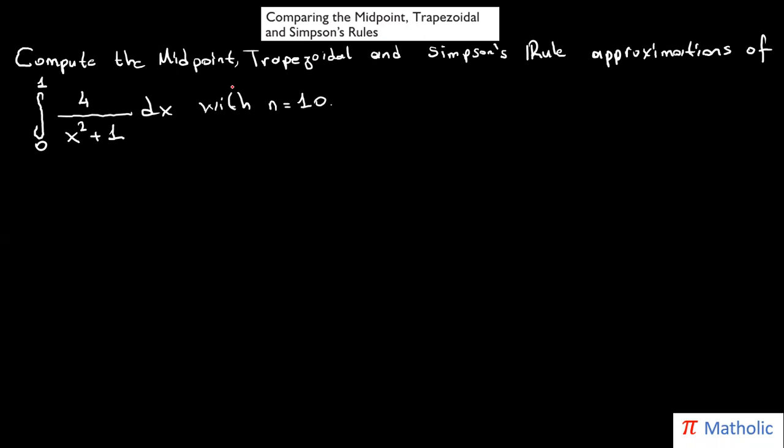So compute the midpoint, trapezoidal, and Simpson's rule approximations of the integral from 0 to 1 of 4 over x squared plus 1 dx with n equals 10. So can you tell me here, how are you going to use the midpoint rule approximation? What is the rule for midpoint?